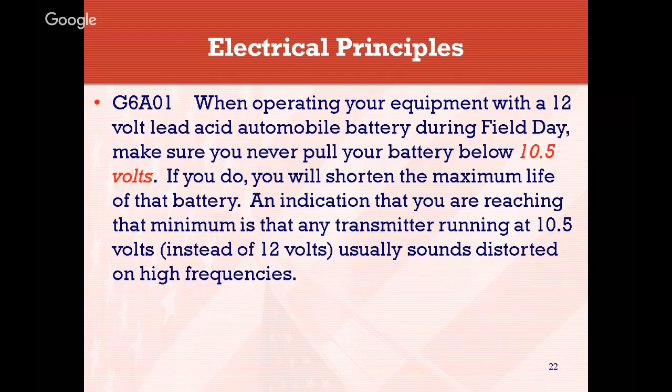So an indication that you're reaching that minimum is that any transmitter running at 10.5 volts, instead of 12 volts, usually has distortion on the HF frequencies.